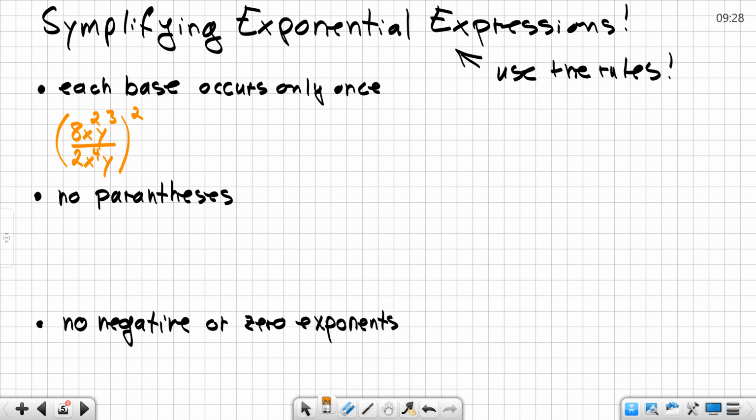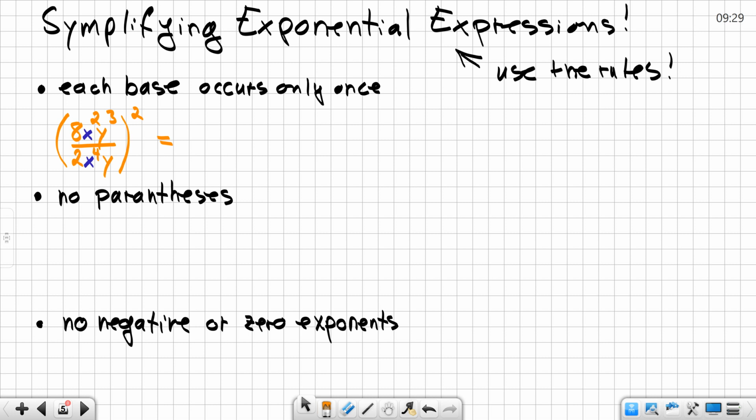So let's have a concrete example here. In this case, 8x squared y cubed divided by 2x to the fourth y, everything raised to the second power. What this first step means is that I have to look inside my parentheses. I have x's in the numerator. Here is an x, and here is an x. That means the base x shows up twice.